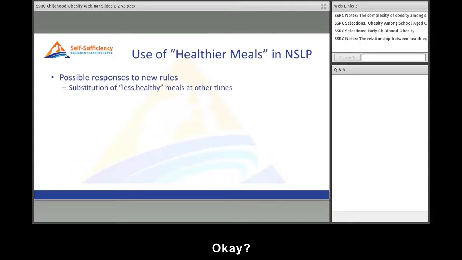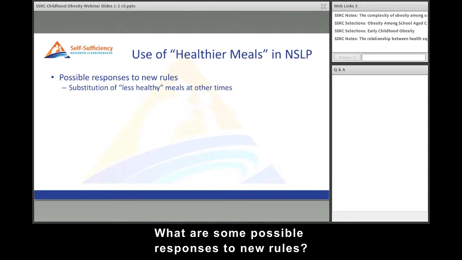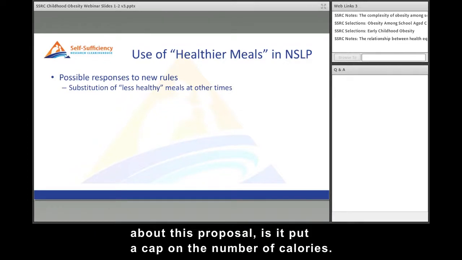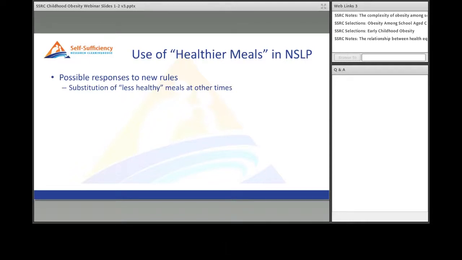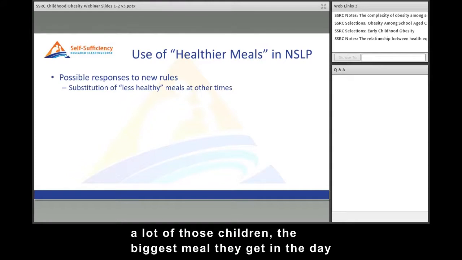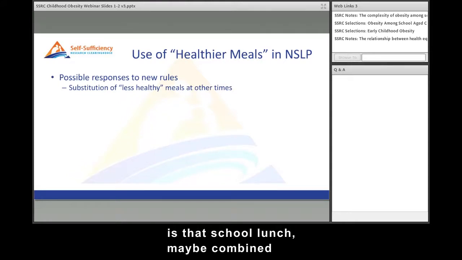So what does this then mean? What are some possible responses to the new rules? One of the key things that was really bad about this proposal is it put a cap on the number of calories. Now, it could be the case that for a lot of children in our society calories are not an issue. However, for low-income households, for a lot of those children, the biggest meal they get in a day is that school lunch, maybe combined with the school breakfast. They get home and there's not much there.